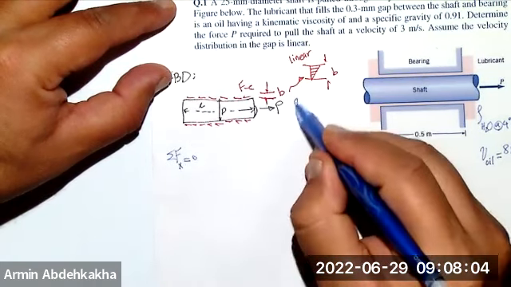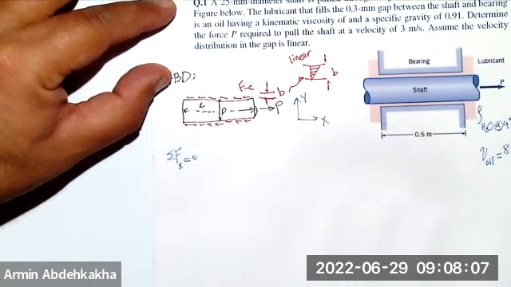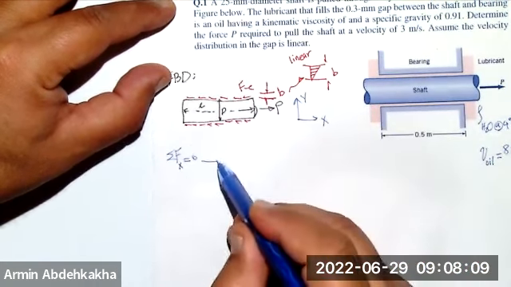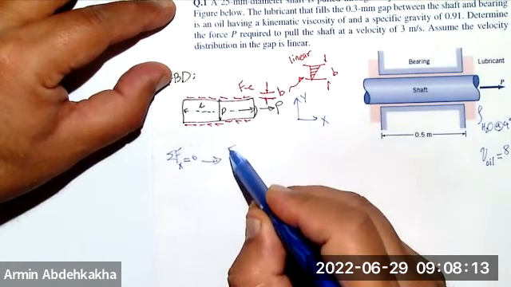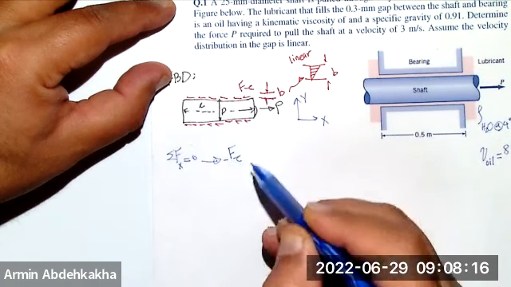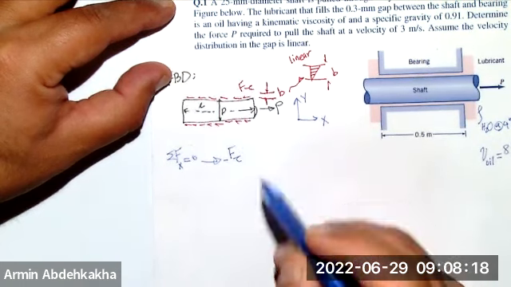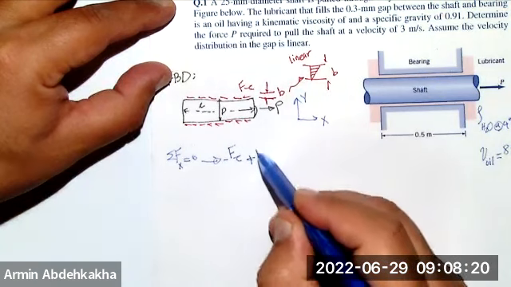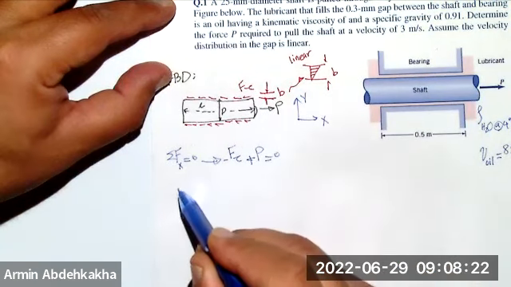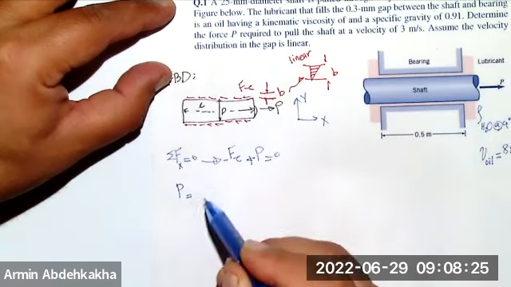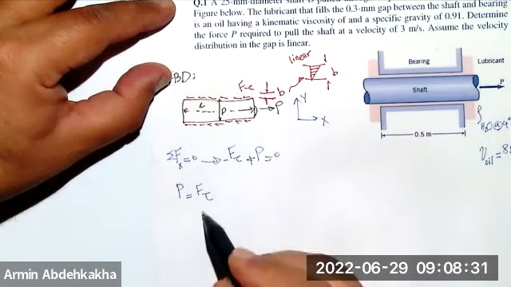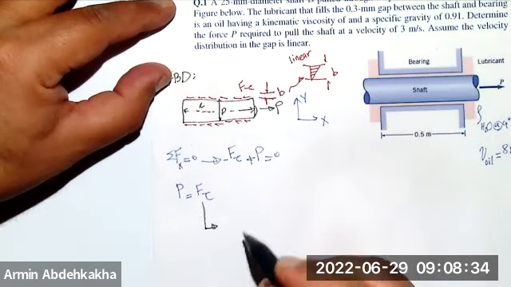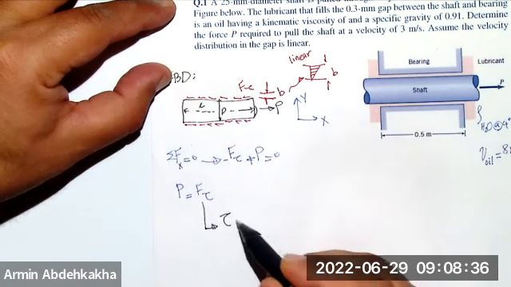What else should you know? What are your directions? Okay, so sigma F equal to 0 in the x direction means that F of tau, which is negative because it's in the negative direction, plus P should be equal to 0. Then you will find that P is F of tau. Okay, so F of tau is tau times area.